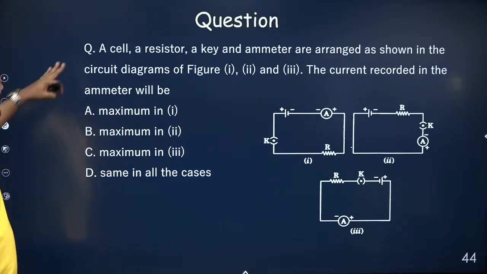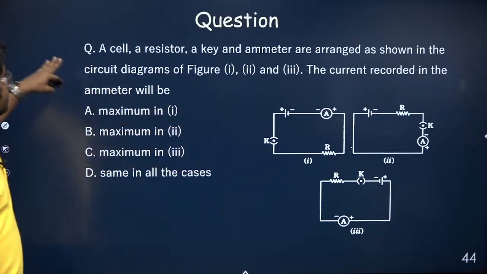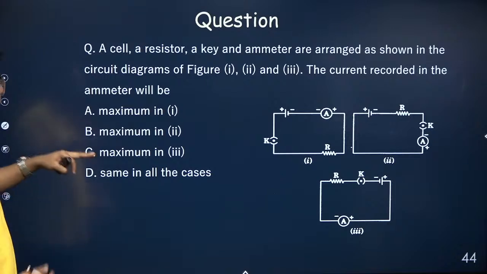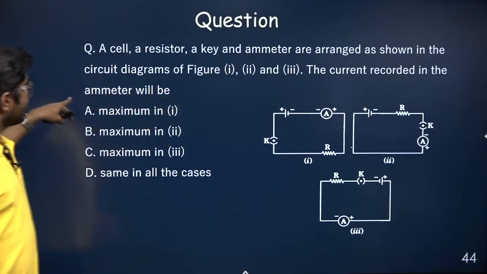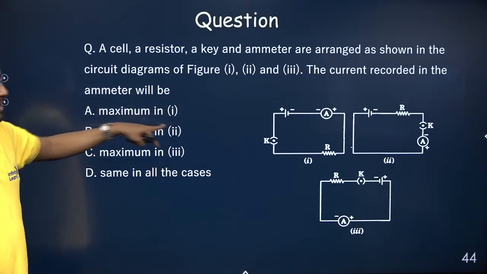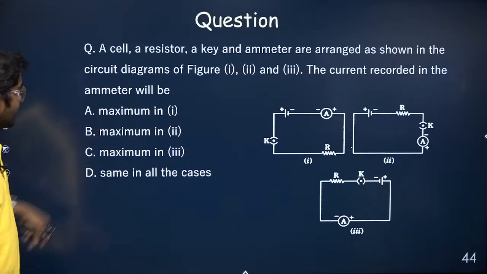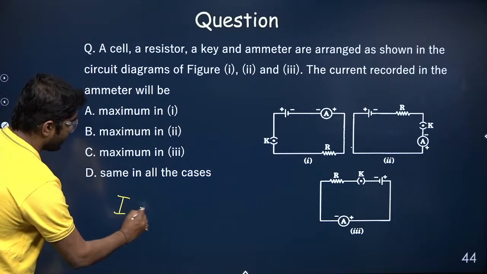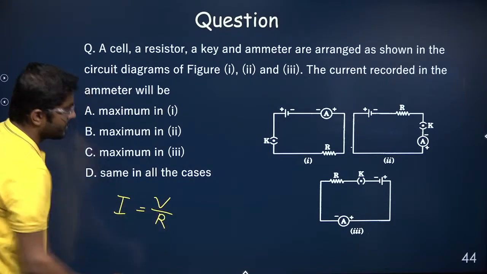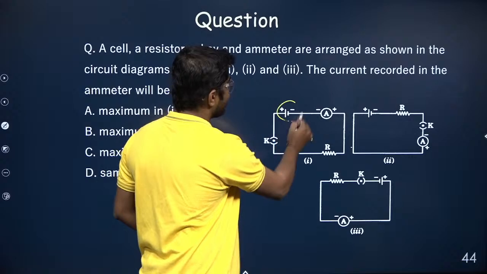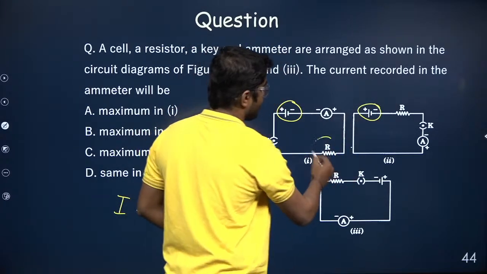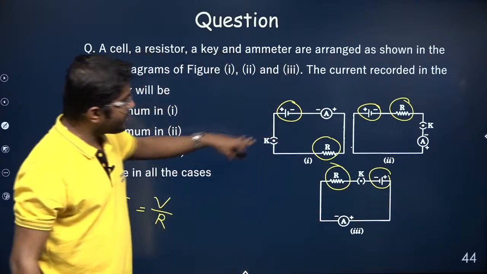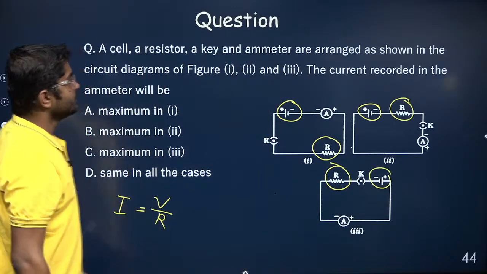Okay. So now these are the different diagrams. A cell, resistor, key, ammeter arranged as shown in the figure. Correct? So the current recorded in the ammeter would be maximum in 1, maximum in 2, maximum in 3, and same for all the cases. So now current will be V divided by R. So check here. There is the same battery, correct? Same resistance, same battery, same resistance. So will the current be same or different? What do you think?